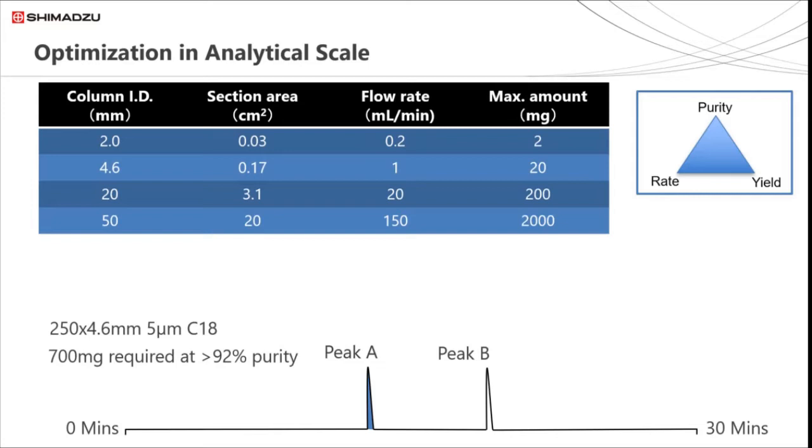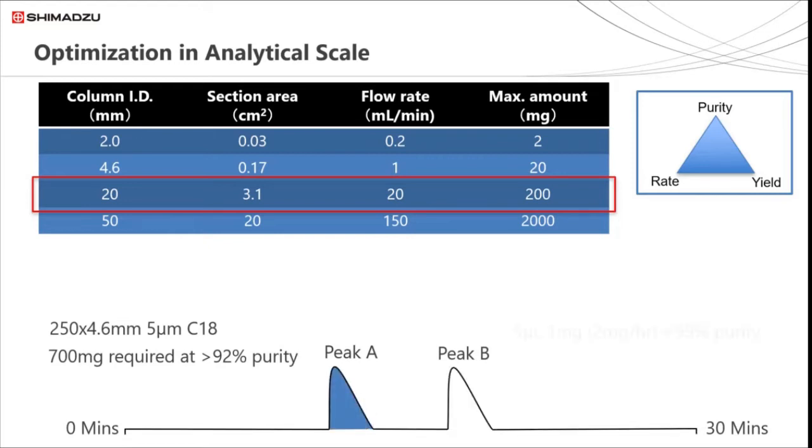We have an LC instrument that can handle up to 20 mils per minute, and we have a 20mm ID column in the same phase, length and particle size as the column used for the analytical method. The analytical method looks reasonable, good resolution between peaks A and B, and good retention at the first peak. We have high solubility of the sample in our injection solvent, and after making a concentrated solution, we can inject 5 microliters onto the 250 by 4.6 analytical column with a recovery of approximately 1 milligram of peak A.